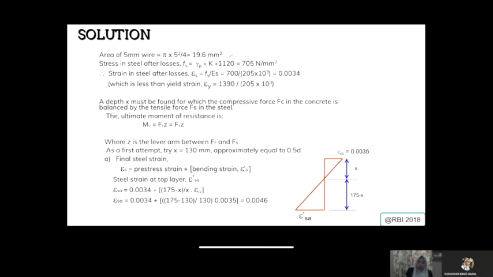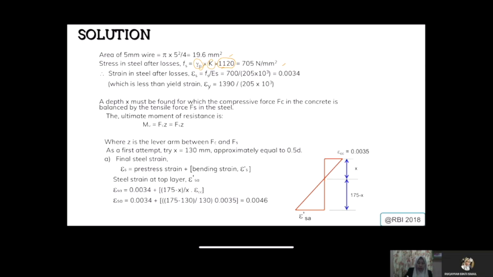So stress in steel after losses: we consider the initial pre-stress force, which is given as 1120. You multiply with the K, which is 30%, which is 0.7, and also what we call the gamma P, which is 0.9. So you multiply it, you will get 705 Newton per mm square.